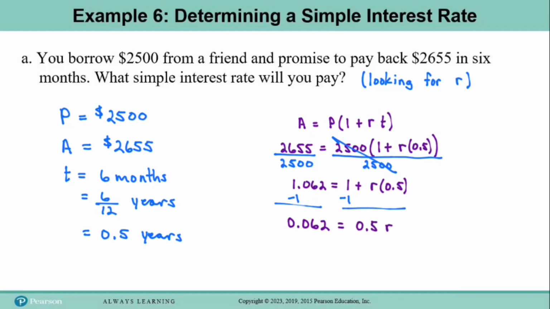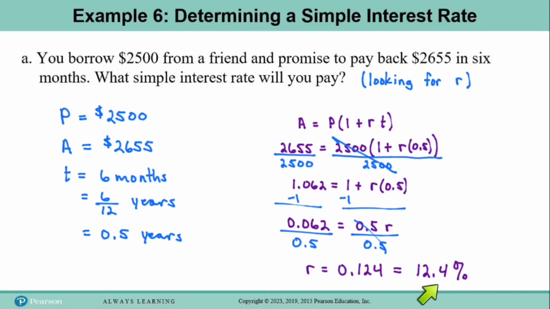I'm going to write 0.5 times R. And then we will need to eliminate this coefficient, so we will divide both sides by 0.5. And the 0.5's cancel from the right side, and that leaves the left side as 0.062 divided by 0.5, so R equals 0.124. Now, of course, we have to translate this into percent, so we move the decimal 2 places to the right and attach our percent symbol, and we will come out with R equals 12.4%.